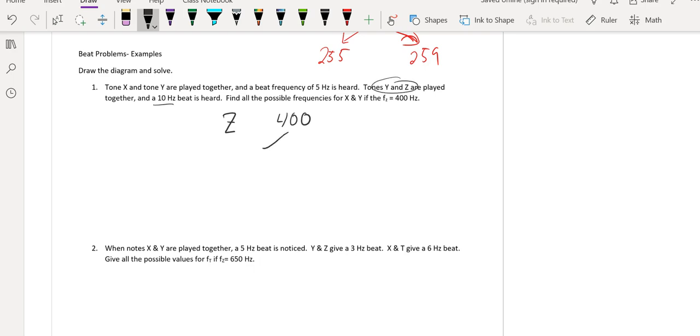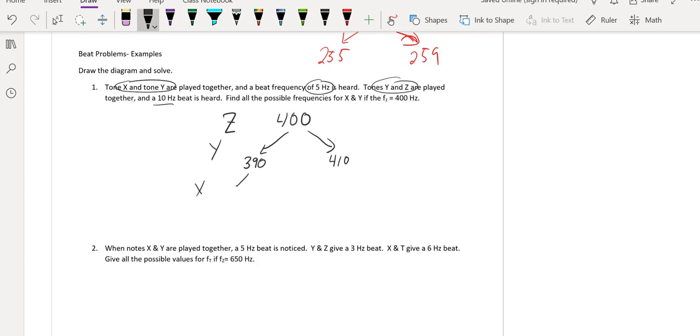So we don't know what Y is. We know it has 2 options. It's either 10 more or 10 less than 400. So it's either 390 hertz or 410. And then when X and Y are played together, we hear 5 hertz.